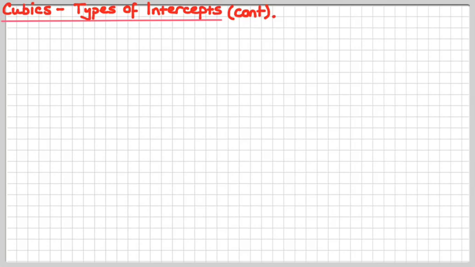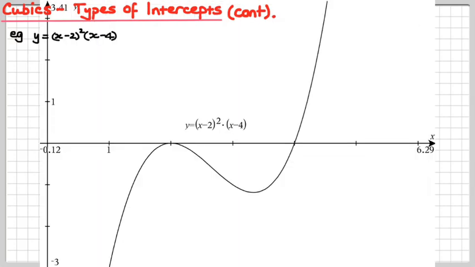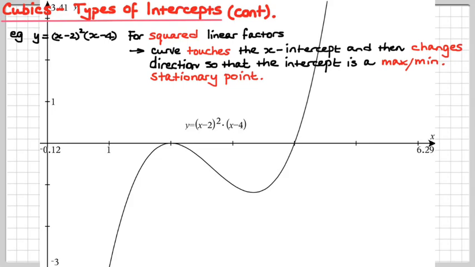Good. Now, here's another type. Okay, what have we got here? We've got a squared linear factor and just a straight linear factor. So, what does that produce? Squared linear factors produce a situation where the curve touches the x-intercept, only touches it at the point where, in this case, for x minus 2, it'll touch it at x equals 2, and it'll just come in, touch it, and then go away. It won't cut through it, just touches it, yeah?